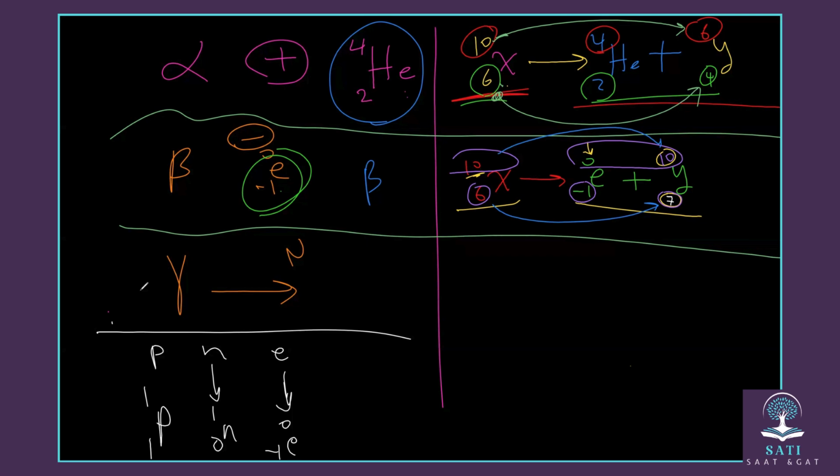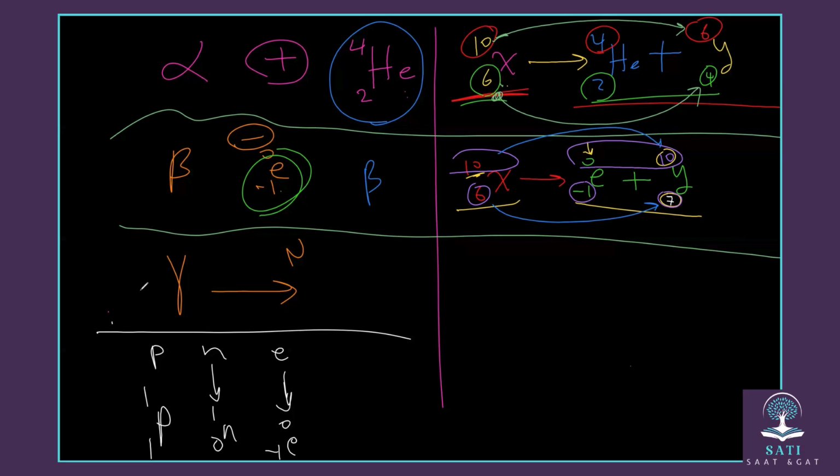Beta. Okay, what about atomic number? The atomic number will increase by 1. Okay, why? When this nucleus emits rays, how does its atomic number increase by 1? There is nothing that went inside the nucleus.